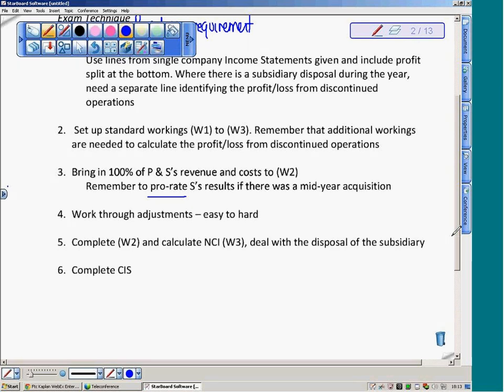You want to make sure that you complete your working 2, and you also calculate your NCI and deal with the disposal of a subsidiary correctly. Okay. You would need a separate working. And I'm going to show you just how you can prepare that separate working and how it all does nicely link in. If you prepare your working in the way that we're encouraging you to with this question that we'll practice next, you're able to bank on getting loads of follow through marks even if your final answer isn't quite spot on.